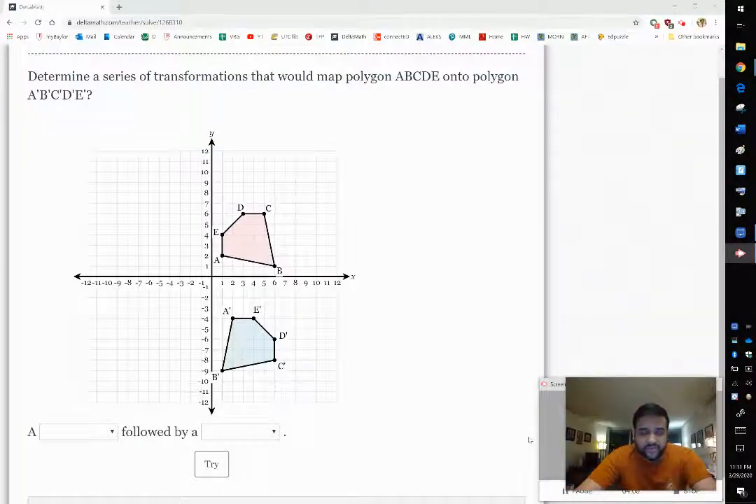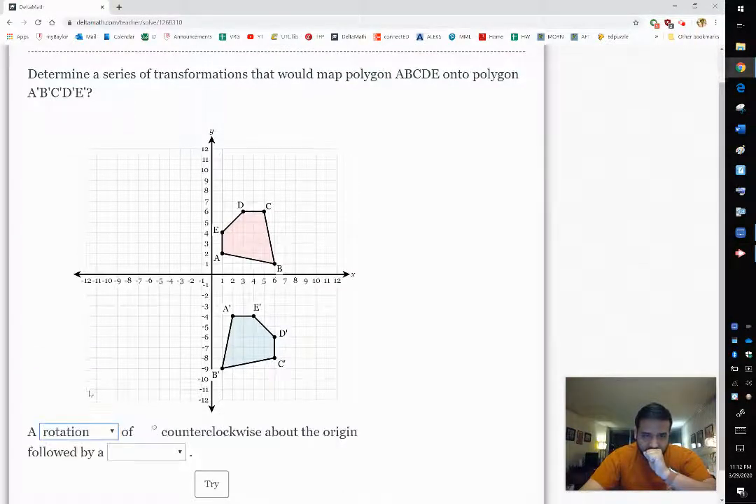So I've hopped here over to Delta Math to do a couple example problems. This question says, determine a series of transformations that would map polygon ABCDE, that would be the pink one, onto A prime, B prime, and so on, which would be the blue one. So I first want you to kind of guess what the first step might be. And it looks like it might be a rotation, because it looks like you take the pink shape and rotate its orientation. Notice that AE in the pink is vertical, but A prime, E prime in the blue is horizontal. So the orientation has rotated. So this was a rotation.